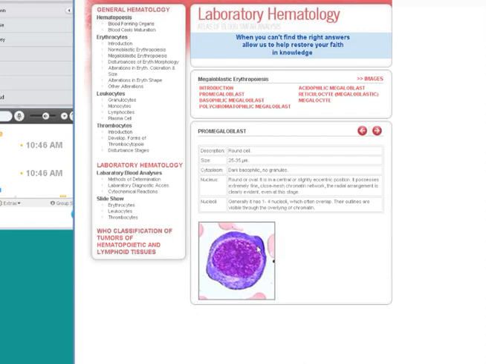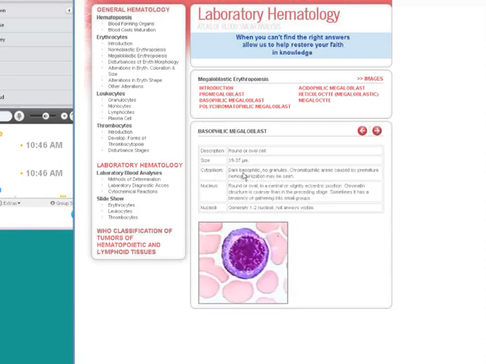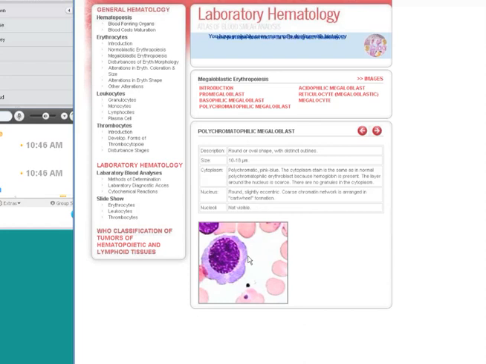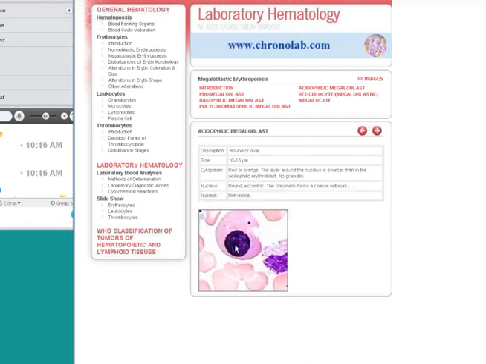But that's a classical promegaloblast. Look how much bigger it is than your red cell diameter. These are huge cells. There's a basophilic one. Remember, these are megaloblasts now. Look how big those nuclei are relative to the red cells. Here they are now going into the polychromatophilic and acidophilic stage, and they're still big, aren't they? Okay, there's a nucleated red, and even that nucleus is bigger than it should be.